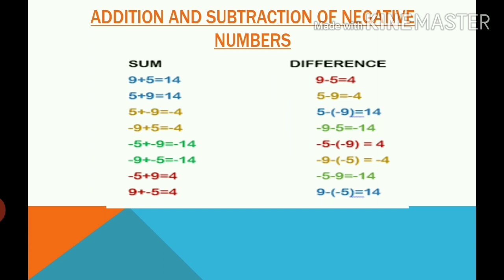You will add them because minus into minus is plus. So you will do the operation of addition and you will add 5 and 9 and you will get 14. And you have to write the sign of the bigger number, which is minus. So you will put minus sign with it. So minus 14 is your answer.